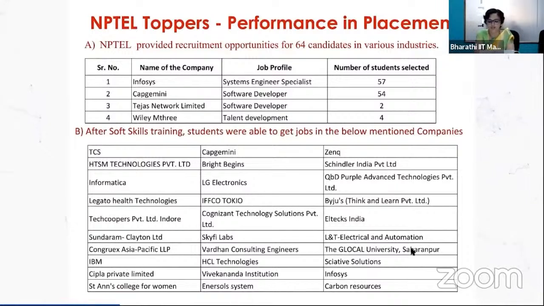But otherwise, even if you have two or three courses from NPTEL and the certificates for it, I think it will be hugely useful because of the logos we put on the certificate.